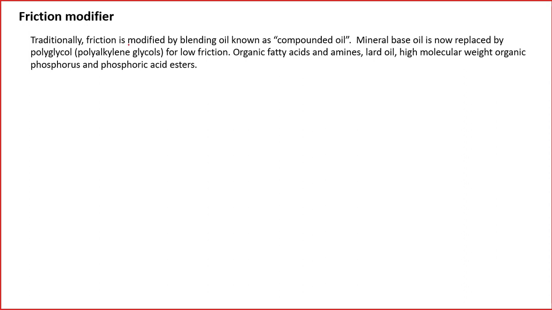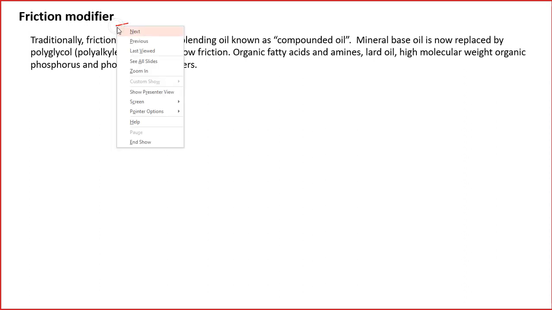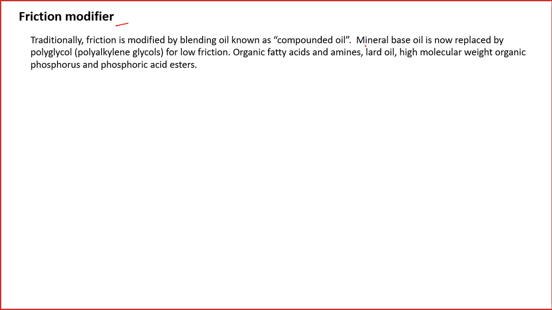Other kinds of additives are, one is called friction modifier. In this case, we mix mineral oil or replace mineral oil by polyglycol. Some organic fatty acids and amines work as low friction material. So different polymeric molecules may have different lubricity or different amount of friction. So this is the inherent property of the material or of the liquid to give low friction.